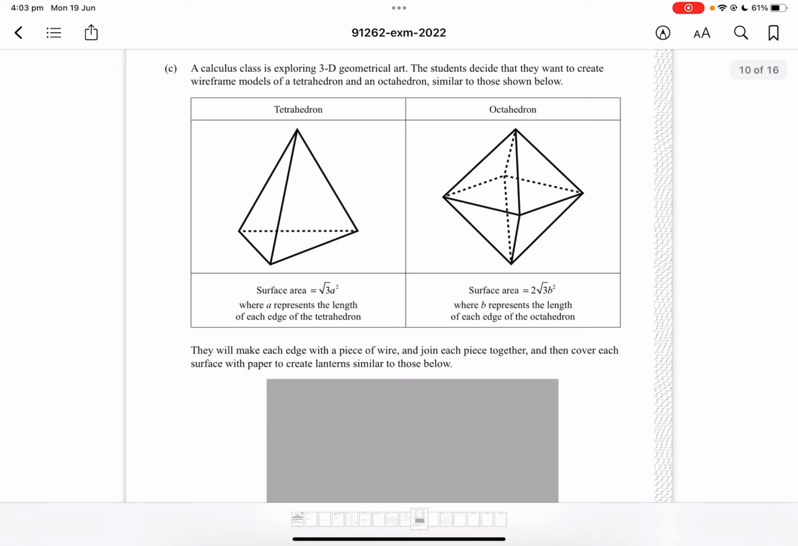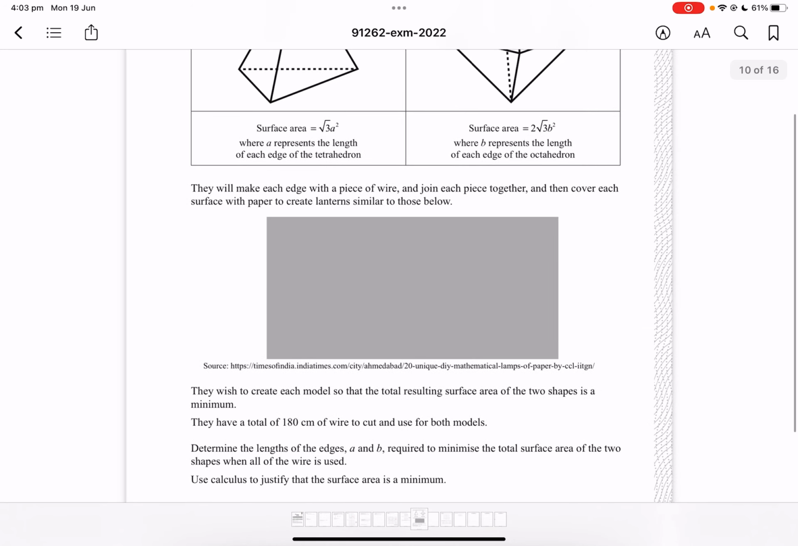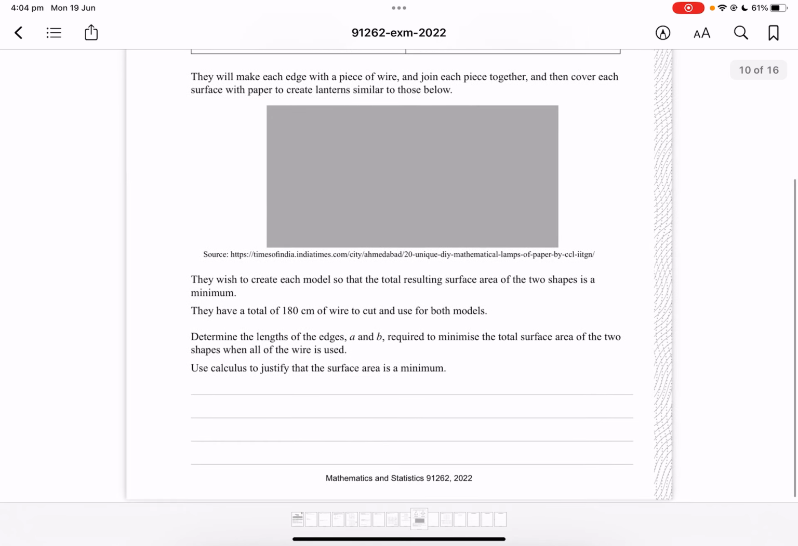Question C. Calculus class is exploring 3D geometrical art. The students decide that they want to create wireframe models of the tetrahedron and octahedron similar to those below. So we have the tetrahedron and octahedron. They will make each edge with a piece of wire and join the pieces together, and then cover each surface with paper to create lanterns similar to those below, which we cannot see, unfortunately. They wish to create a model so that the total resulting surface area of the two shapes is a minimum. They have a total of 180 centimeters of wire to cut and use for both of the models.